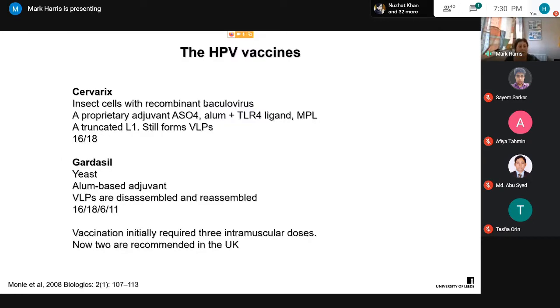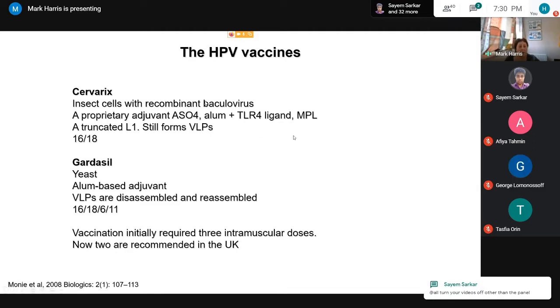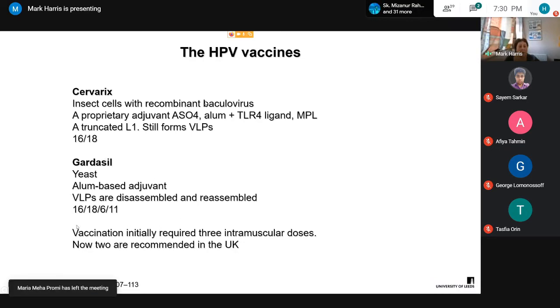And for those of you who are interested in the human papillomavirus vaccines, these are the ones that are currently licensed in the UK. So the UK started using Cervarix and then moved over to Gardasil. And there's now new variants of this, Gardasil 9, for example. And these are by no means the only vaccines. There are other derivatives of these too.